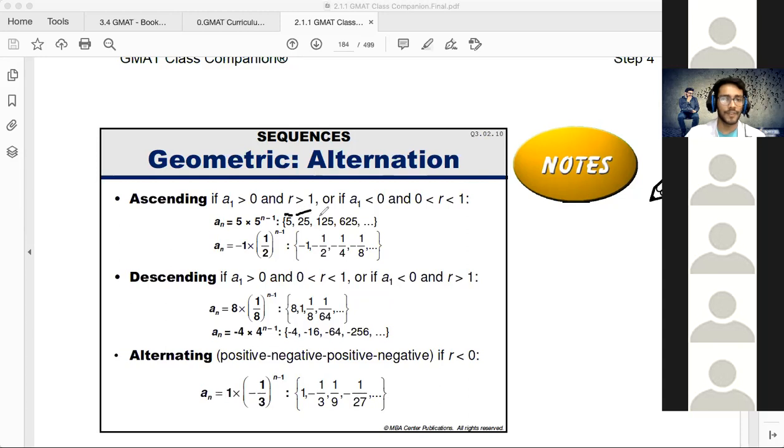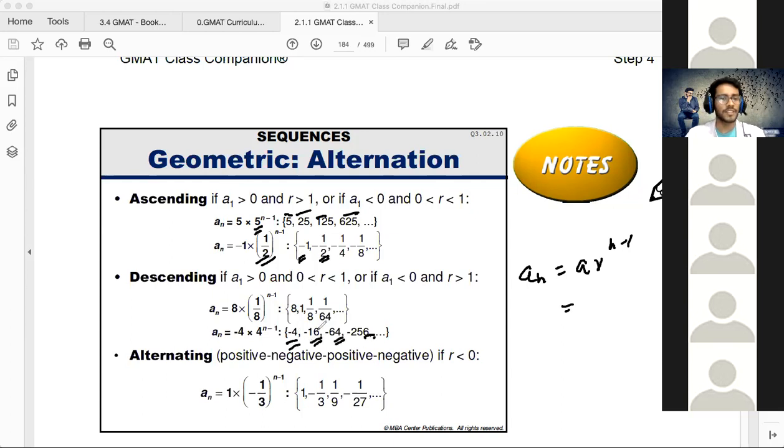Like, you see, 5, 25, 125, 625. Sorry, in this case the common ratio is 5 only, because 25 by 5 is 5, and 125 by 25 is 5. So A, R to the power n minus 1, where my first term is 5. In the other case, the common ratio is 1 by 2, so again A, R to the power n minus 1. So these are the various cases.